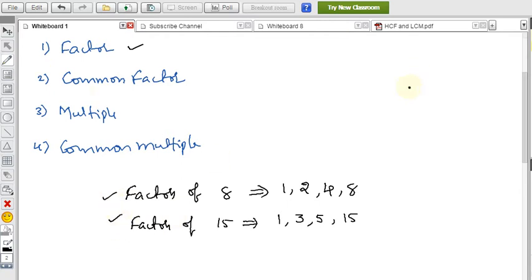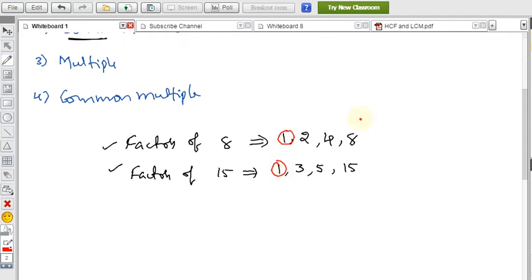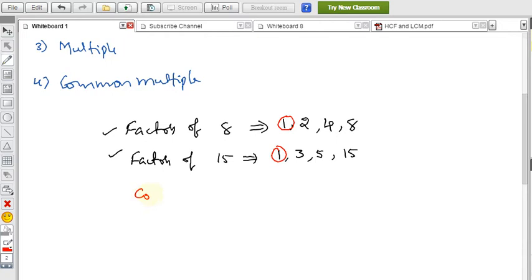Now common factors. The word itself denotes it: the factors which are common, we can take as common factors. Now in 8 and 15 the common factor is only 1. So 1 is here and 1 is here. So only 1 is the common factor. Common factor of 8 and 15 is 1.